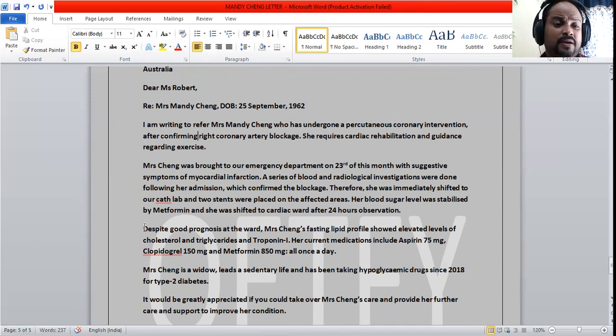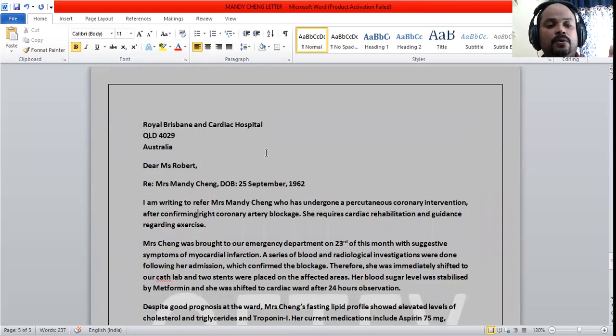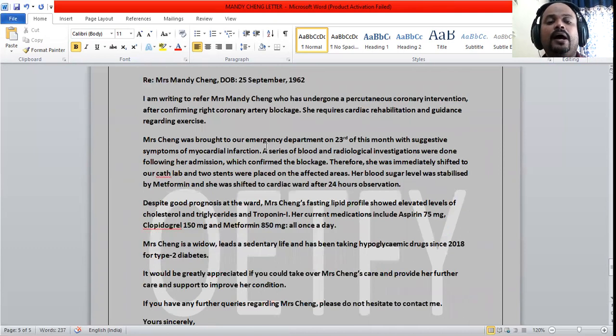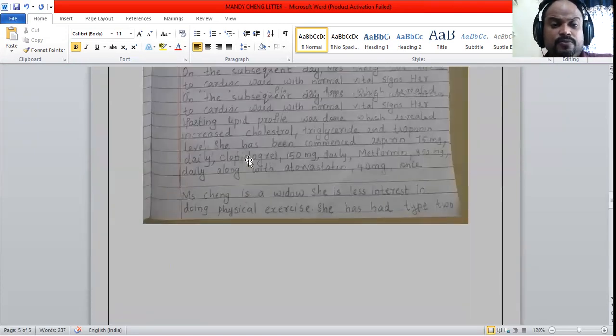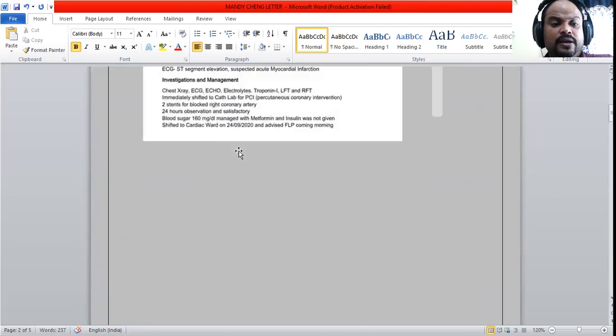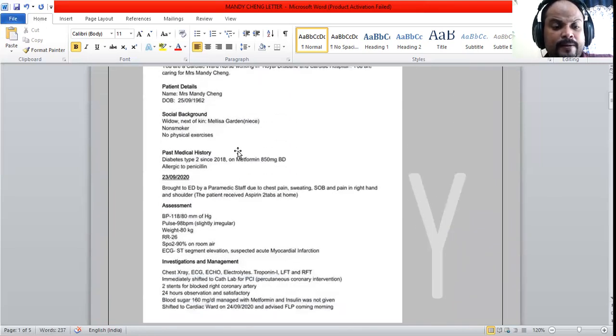No issues there. Ms. Cheng was brought to our emergency department. You are writing to a person who is in your own hospital, so 'our emergency department'. On the 23rd of this month, which is September, so I am not repeating the month September. On the 23rd of this month, with suggestive symptoms of myocardial infarction. So we have a lot of symptoms here.